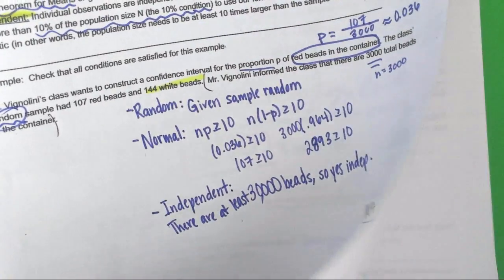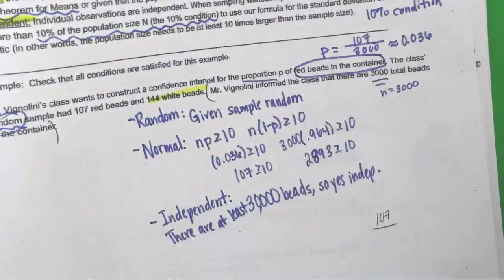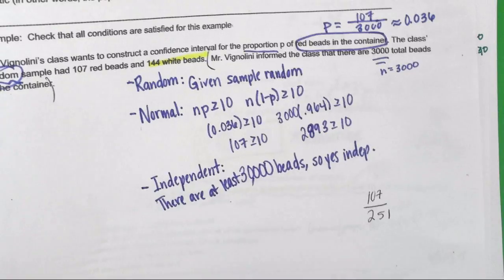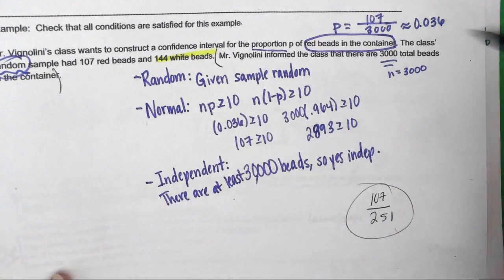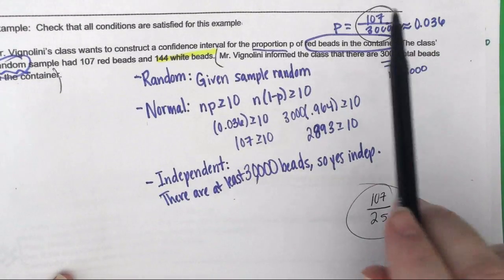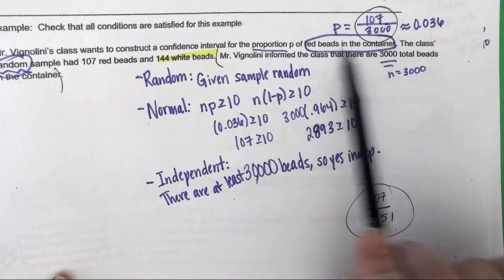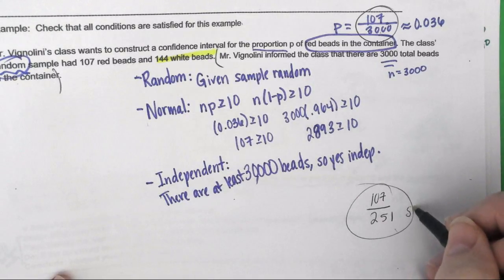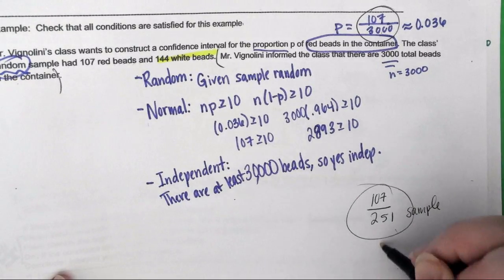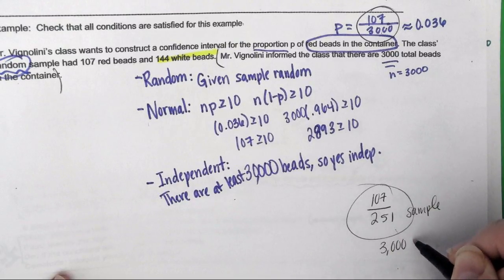Where are my notes? 251. So you and I did this the other day, and instead of doing 107 out of 251, we did 107 out of 3,000 because we were told how many were in the sample. Like, we were told this total. It really was supposed to be that this was our sample, and the 3,000 was supposed to be the total population.